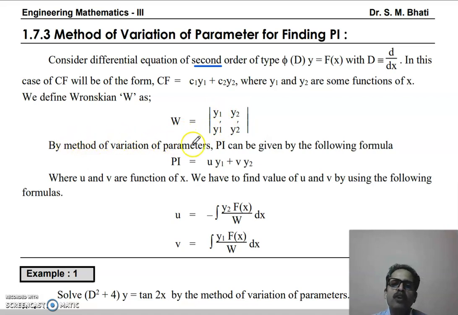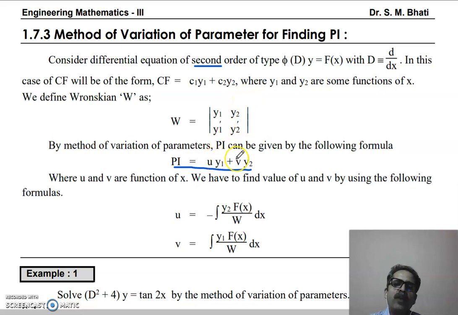By the method of variation of parameters, PI can be written directly by the formula PI = uy1 + vy2. You can see that PI can be written directly. In the previous method, we needed a lot of calculation. Here we have the direct formula uy1 + vy2. Here y1 and y2 are known functions, because when you obtain CF, y1 and y2 can be obtained very easily.